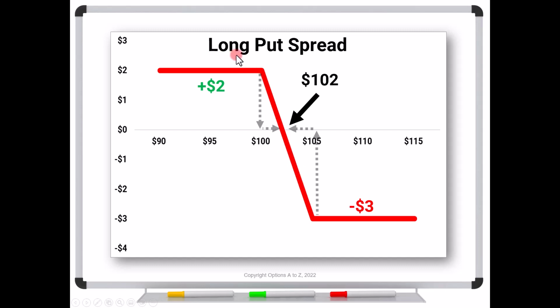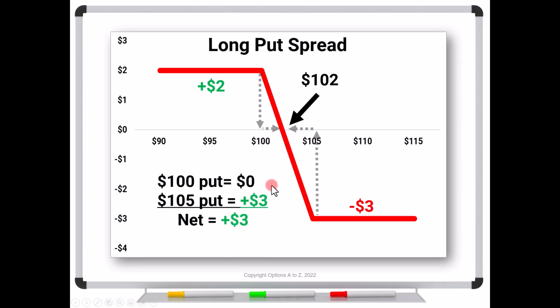So here we go. Long put spread. What's the only way that this could be a long spread? You had to pay for it. And that means if we're dealing with puts, you must own the more valuable put. You must be long the 105 and short the 100. Once we've identified that, let's see the value of each of these with the stock at 102 at expiration.